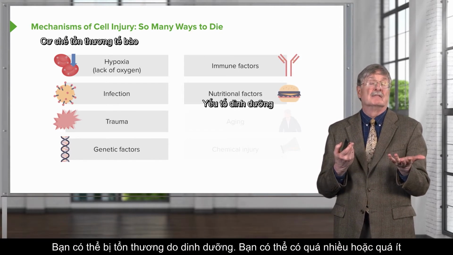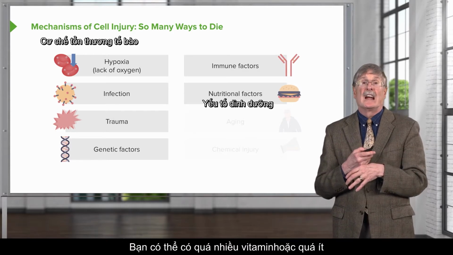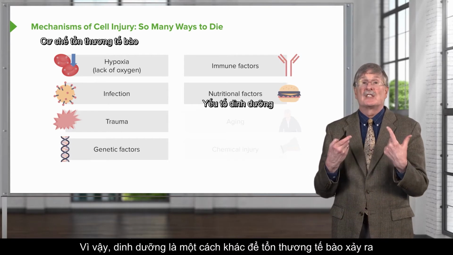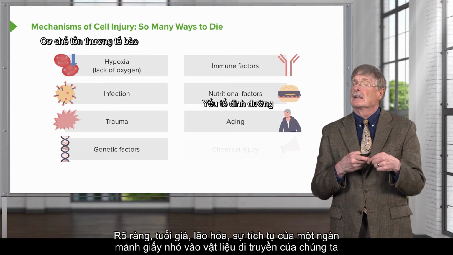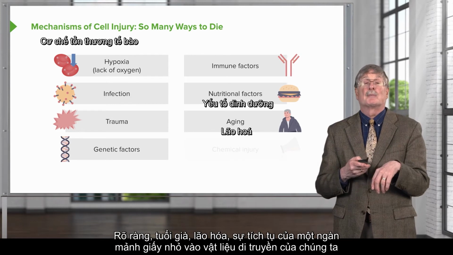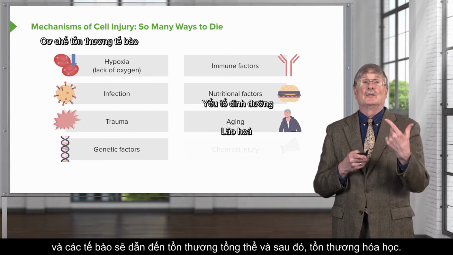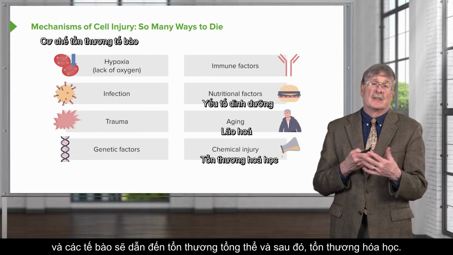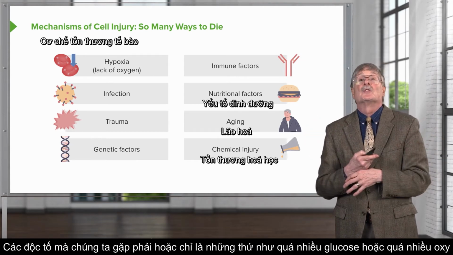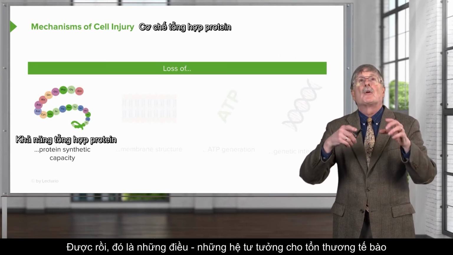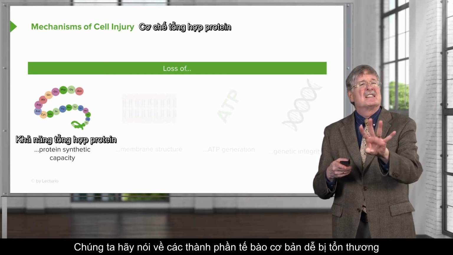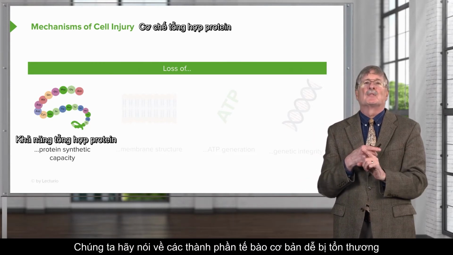You can have nutritional injury. You can have too much or too little. You can have too many vitamins or too much of a vitamin or too little. So nutrition is another way for cell injury to occur. Clearly senescence, aging, the accumulation of 1,000 little paper cuts to our genetic material and to the cells will lead to overall injury. And then chemical injury, the toxins that we encounter, or the things like too much glucose or too much oxygen. Okay, so those are the etiologies for cell injury.